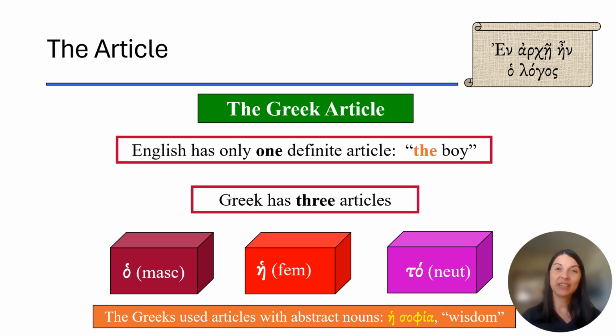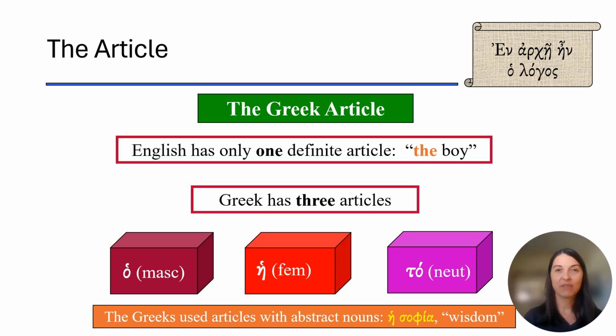Greek has three different definite articles and different spellings of that article. So in the masculine, feminine, and neuter forms. We've been talking mostly about the feminine form, but we'll look at all three. So the masculine form of the article is ho.